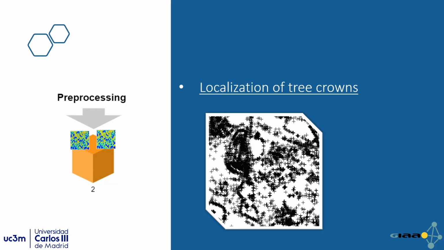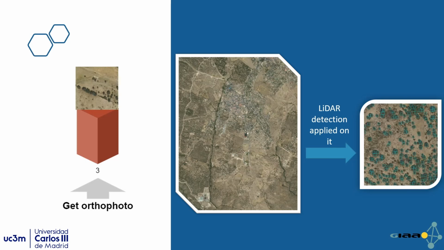Finally, we will perform a localization of the tree crowns, a necessary process to segment them, and thus serve as input for the detection model. Once we have the model of LiDAR detections, we must obtain an orthophoto of the same area. The LiDAR detections will be superimposed on it.